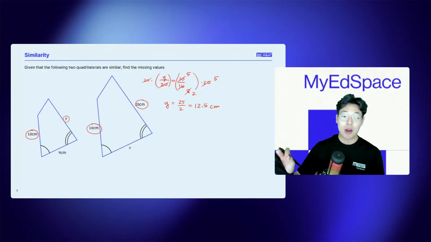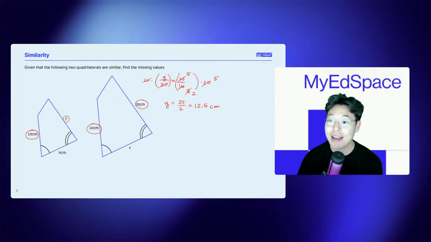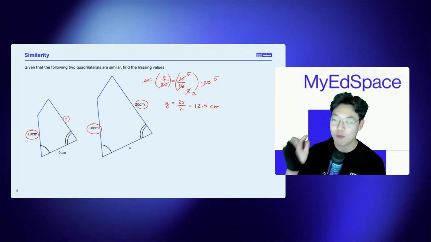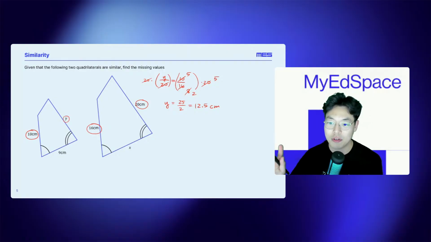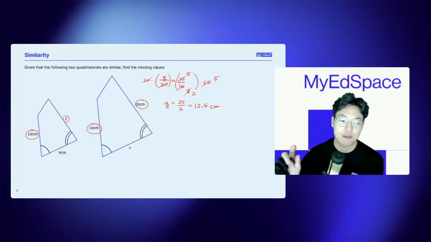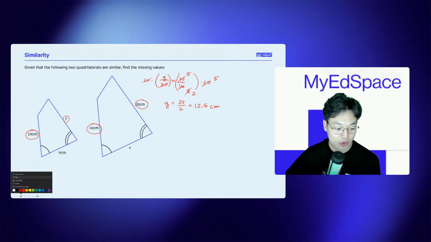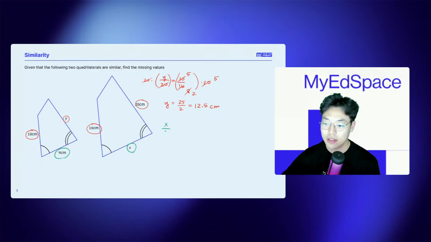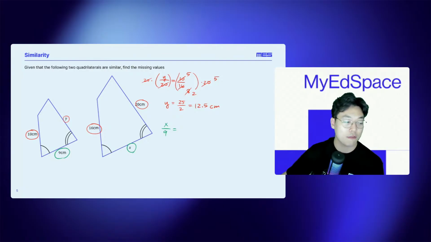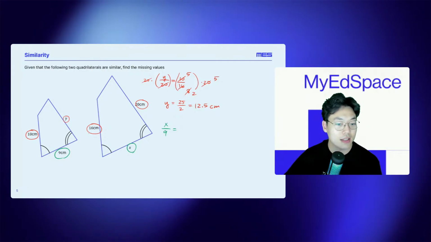Now we're not done with the problem because we were asked to find the missing values, plural. Right now we just found y is equal to 12.5. Now I need to look for x. How do I do that? Let's set up another proportion. We can set up, and let's do this one in green, x to 9 centimeters. We can use the proportion, the fraction that Maddie showed us in the chat. We can go 16 to 10.